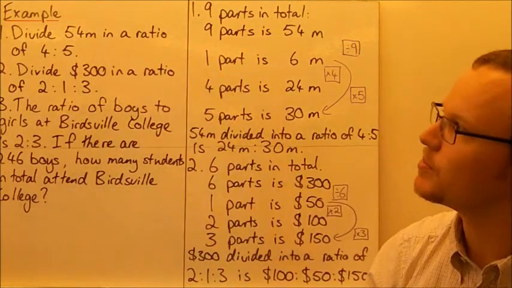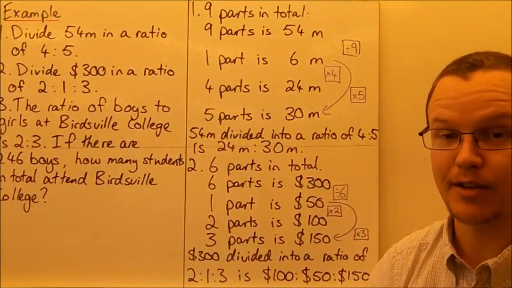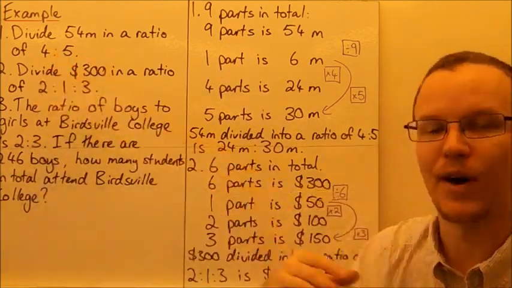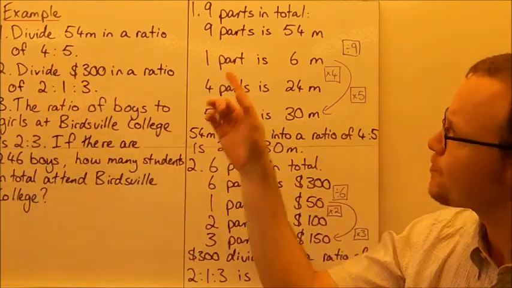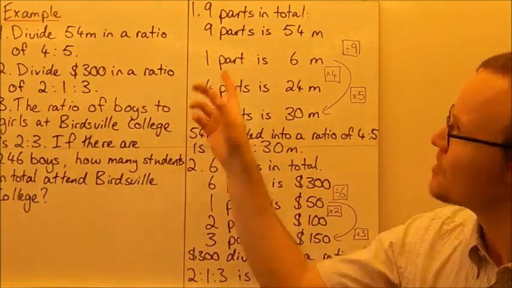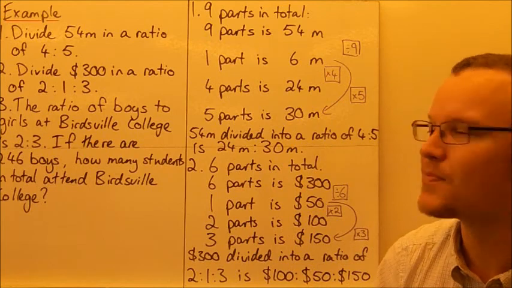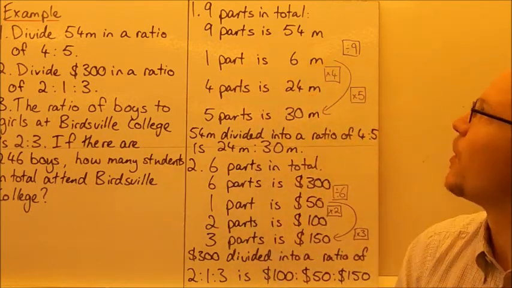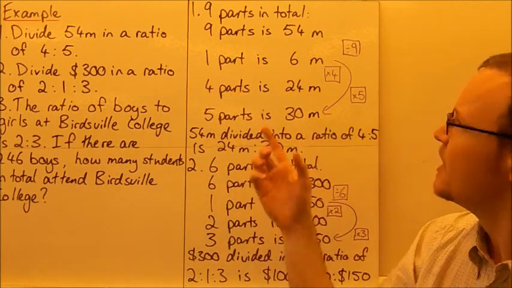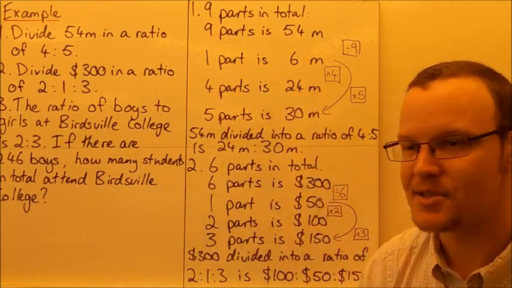So for the first problem, dividing 54 metres in the ratio 4 is to 5, we've got 9 parts in total. 4 plus 5 is 9 parts in total. And that 9 parts is the total length, so 9 parts is 54 metres. If we divide both of those numbers by 9, 9 divided by 9 is going to be 1 part. So 1 part is going to be 6 metres.